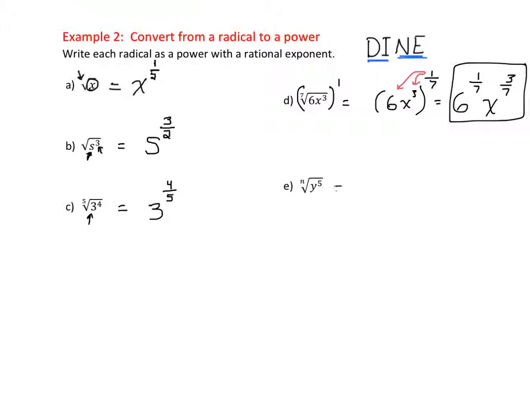Finally, for part E, our base again is y, and it's going to be raised to the power of 5 as the numerator, and n is the index, so it becomes the denominator.